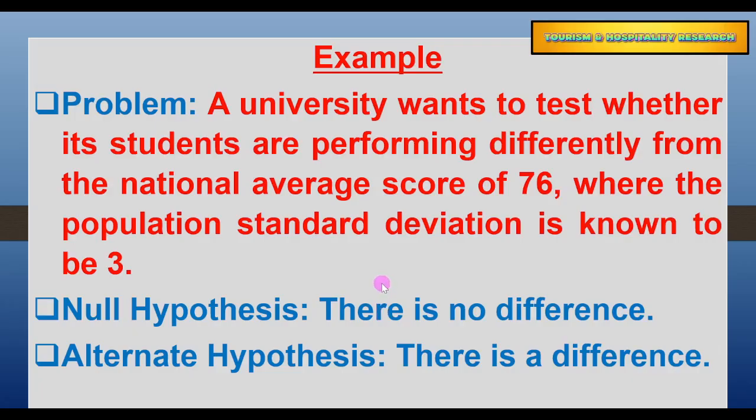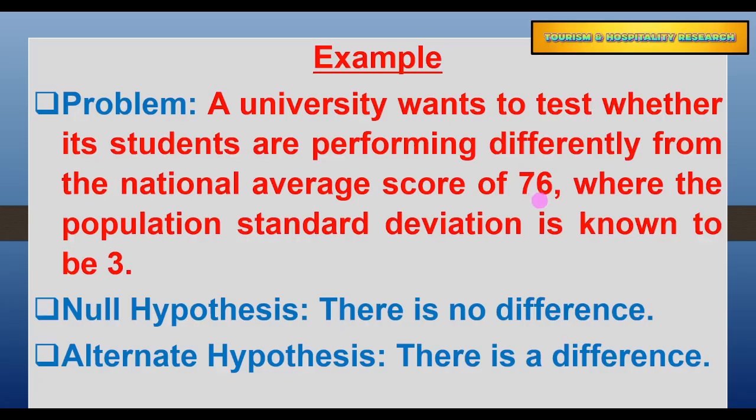So in this example, we have a problem, that is, a university wants to test whether its students are performing differently from the national average score of 76. That means there is an exam conducted at a national level. Out of 100 marks, the national average was 76. A university wants to assess whether its own students who appeared for the exam, their average score is different from the national average, whether it's higher than the national average or lower than the national average.